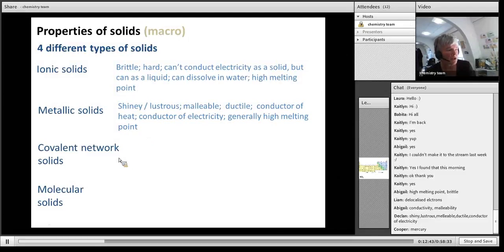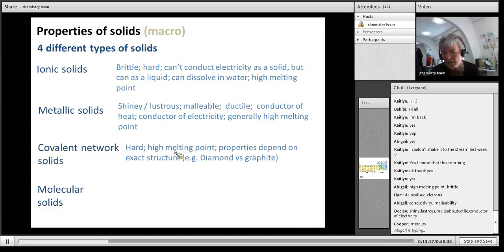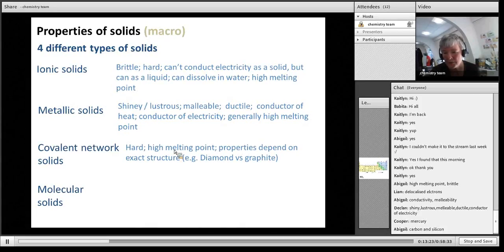Covalent network solids. This is a bit of a disparate group. They can have lots of different properties, but generally they are hard. The only thing they really have in common is that they have high melting points. And as I say, the only two elements that really make covalent network solids are, does anybody want to have a guess? The ones with the highest valency, and that are fairly small: carbon and silicon.